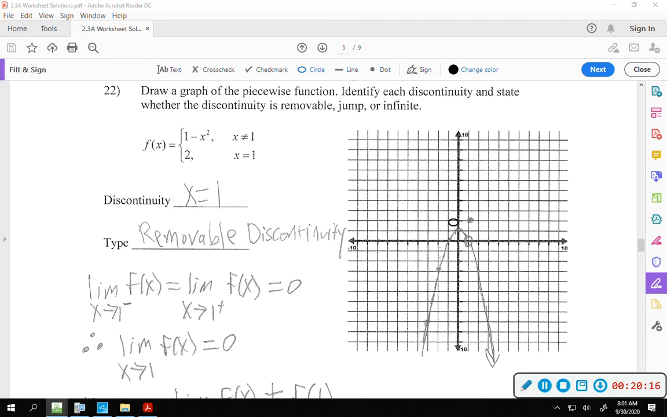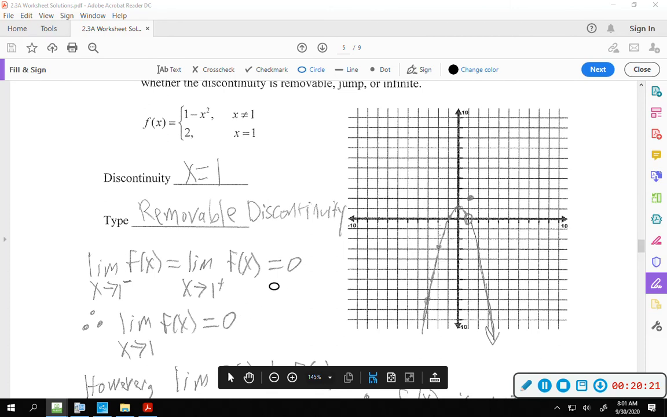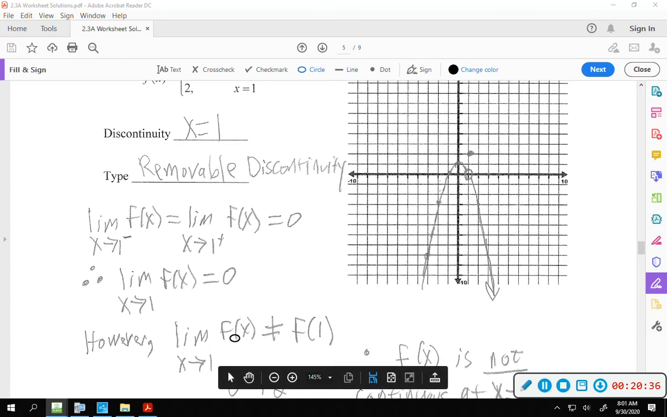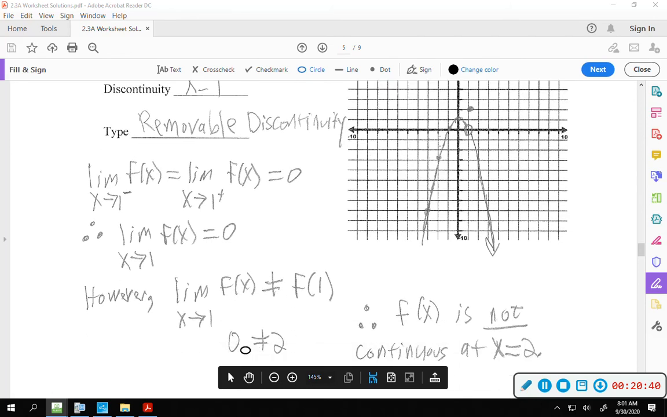So I have a discontinuity at x equals 1. It is a removable discontinuity because the left-hand limit equals the right-hand limit. They both equal 0. Therefore, the limit as x approaches 1 of f of x is 0. We have a limit, but we still do not have continuity because the limit as x approaches 1 of this function does not equal f at 1. The limiting value is 0. The value of the function is 2. Therefore, f of x is not continuous at x equals 1.